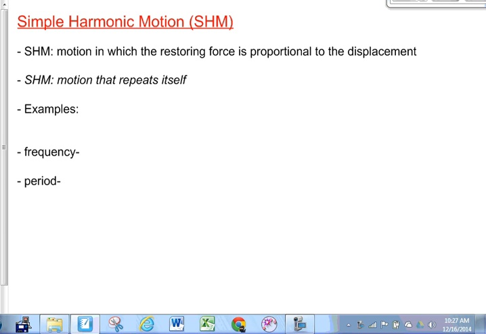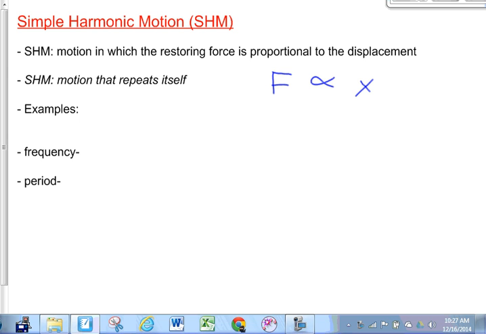What does that mean exactly? Motion in which the restoring force is proportional to the displacement. Well, this is a little proportionality symbol. It means that as one thing changes, the other thing changes in the same way. The force is proportional to the displacement, x being the displacement. As x goes up, F will go up. As x goes down, F will go down. F is proportional to the displacement.